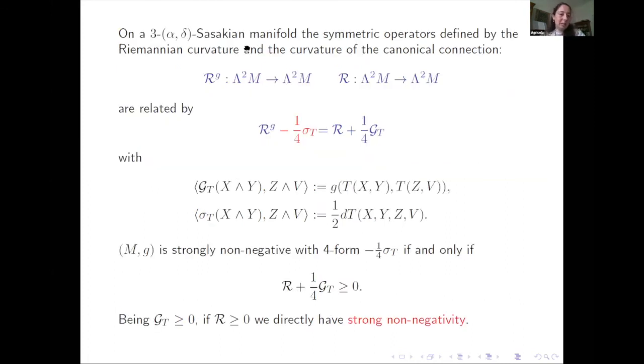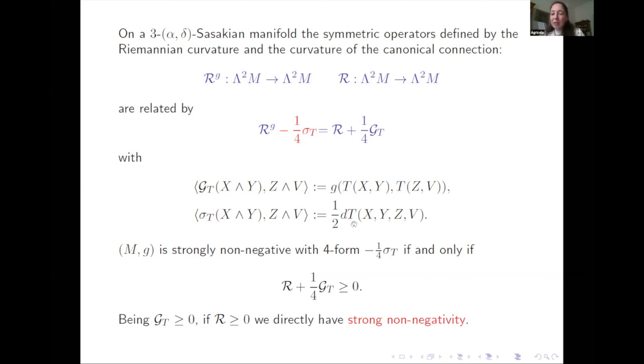On a five alpha delta Sasaki manifold, we take both curvature operators, the one for the Riemannian curvature and also for the canonical connection. Because the torsion is parallel, this is really going to be a symmetric operator. This is a non-trivial statement. Then if, for example, the four form omega is minus 1/4 sigma T, where sigma T is a four form which is basically, up to a normalization, the exterior derivative of the torsion, dT. If you have a three form T given, then dT is certainly a natural four form to look at. There's also an algebraic description of sigma T.